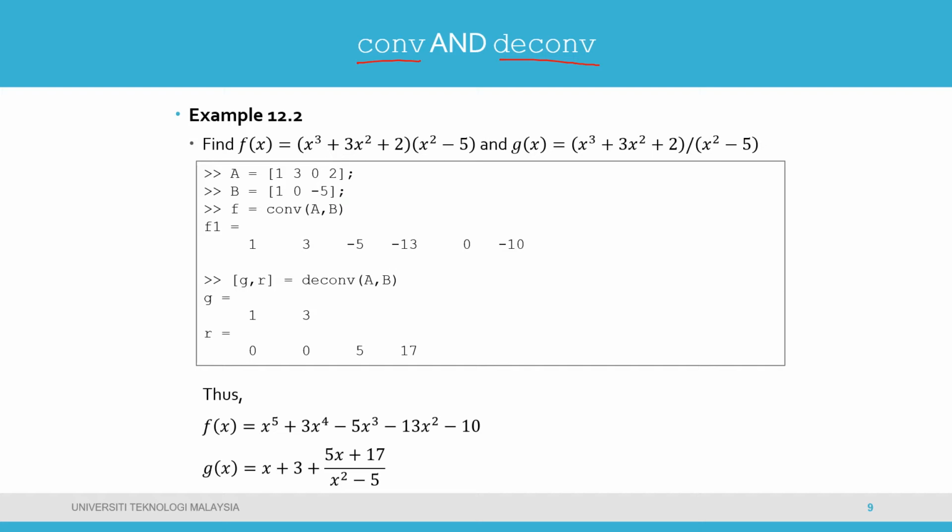So you have A and B. So for the first example here, find this one. This one is basically multiplication.